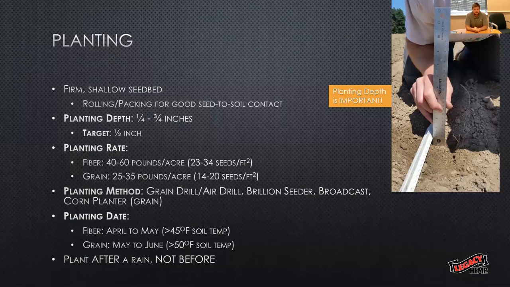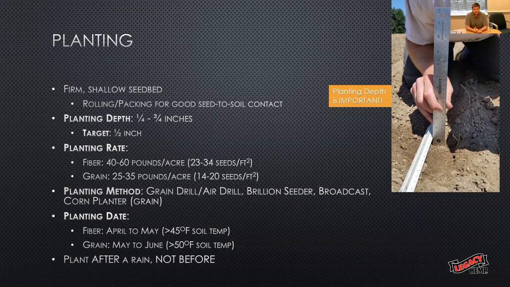Again, our planting rates are 40 to 60 pounds per acre for fiber, 25 to 35 pounds per acre for grain. Again, our planting methods: grain drill, air drill, Brillion seeder, broadcaster, corn planter. If we are using a corn planter, we will need to look to using our sorghum plates in the planters as that seed size is very similar to hemp.